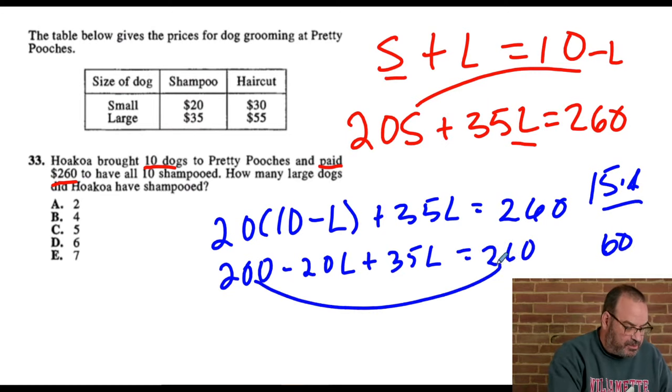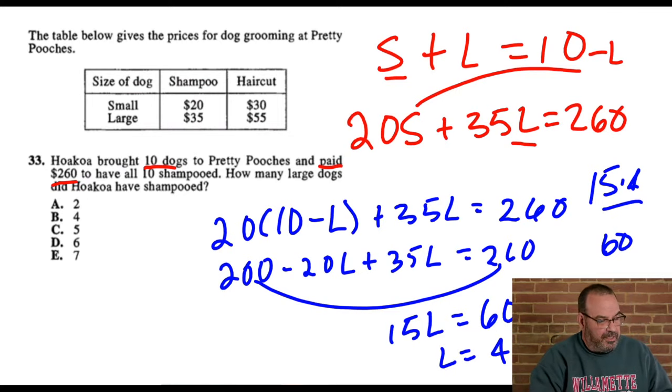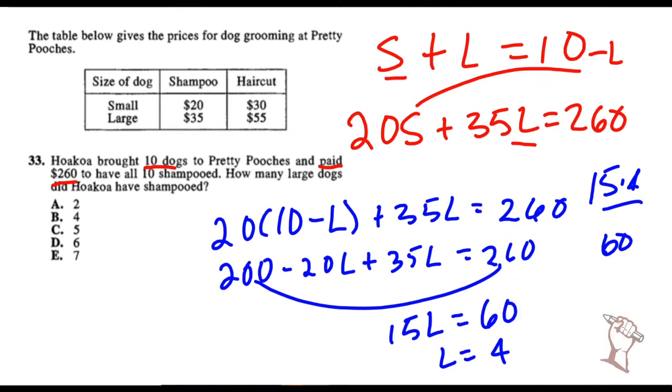I subtract the 200 off, 20 off of 35. Yep, 15 large equals 60. Large equals 4. Small equals 6. So we have 6 small. So let's do 20 times 6 plus 35 times 4. And that gives us $260.